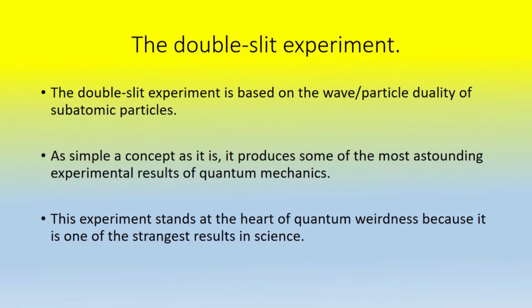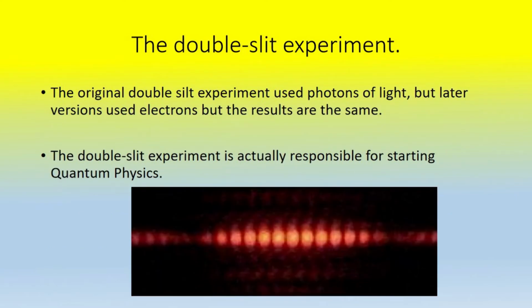The double-slit experiment is based on the wave-particle duality of subatomic particles. As simple a concept as it is, it produces some of the most astounding experimental results of quantum mechanics. This experiment stands at the heart of quantum weirdness because it is one of the strangest results in science. The original double-slit experiment used photons of light, but later versions used electrons, but the results were the same. The double-slit experiment is actually responsible for starting quantum mechanics.